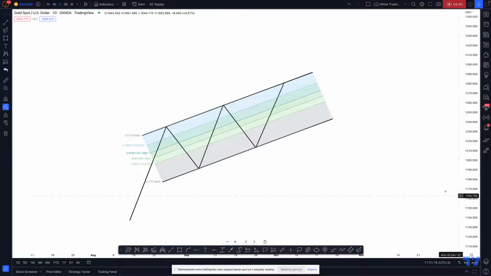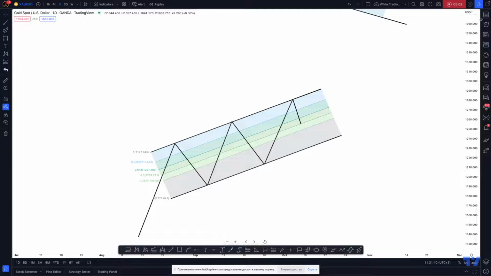And again, right here, you can see we have 618, 786, 05, 382. And these Fib levels will be applied as minor support and resistances within the channel. And once the market, for example, starts a correctional movement from the upper boundary channel from these levels, we'll try to catch some pullbacks.